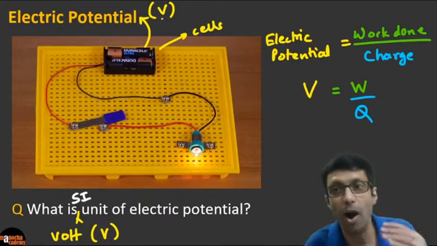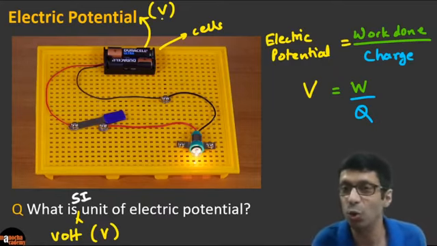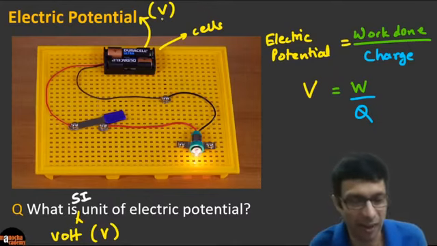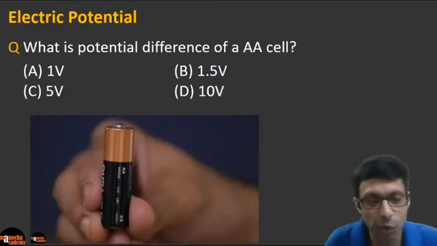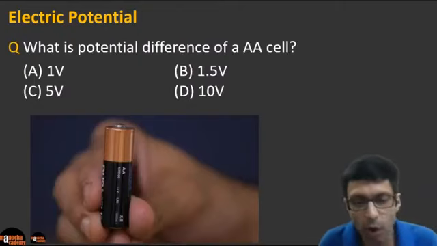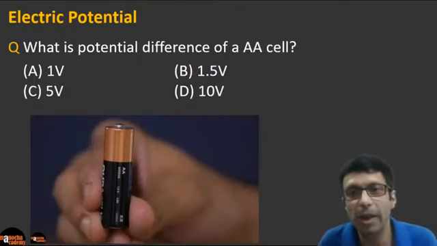Clear, guys? Work done per unit charge. And who's doing the work? The cells, the battery. Excellent. Clear? So now one very interesting question for you guys. Do you know what the potential difference of an AA cell is?